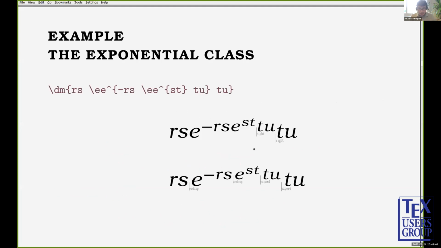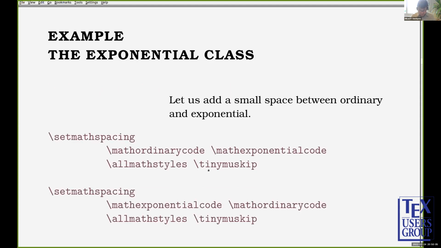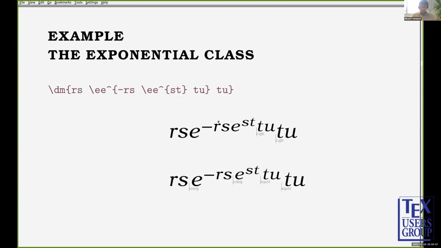So the top one is without this extra spacing. The bottom one is with the extra spacing. So we see that I have switched on the helper here. So we get an ordinary exponential space here. We get it here, there, and there. And what we did was set it to tiny muskip.